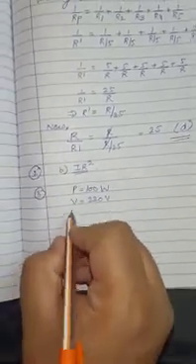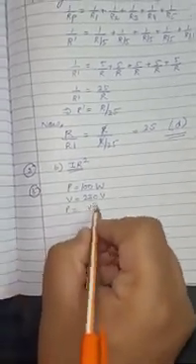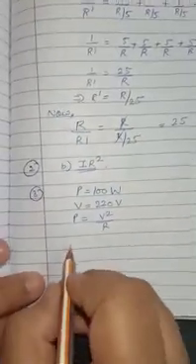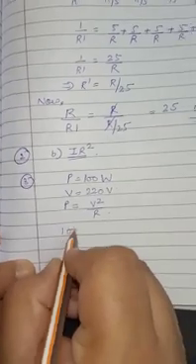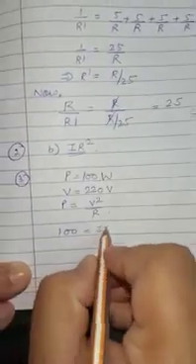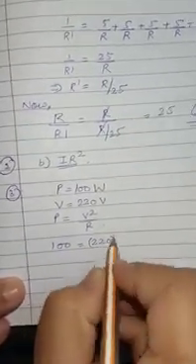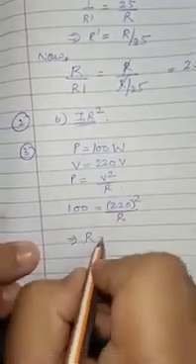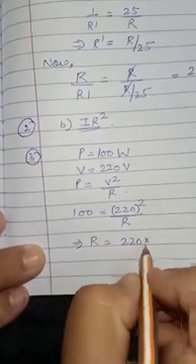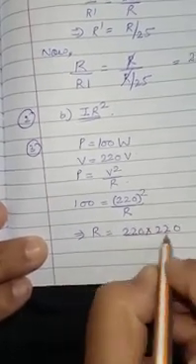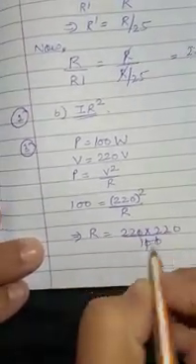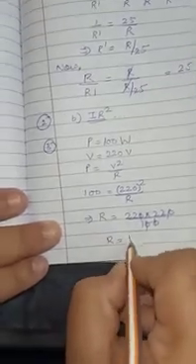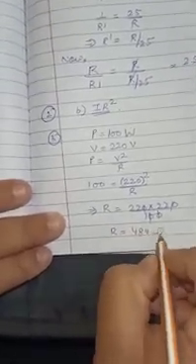So first of all, we will find the resistance of the bulb, which can be calculated by using the formula power is equal to V square by R. Power is 100, V is 220 square by R. This implies R is equal to 220 into 220 by 100. R is equal to 484 ohm.